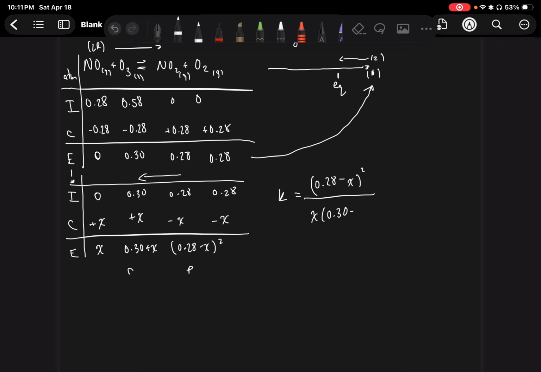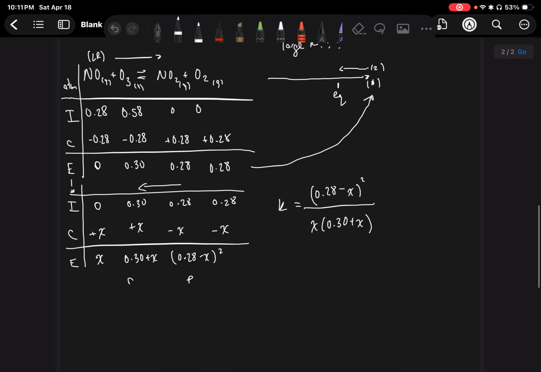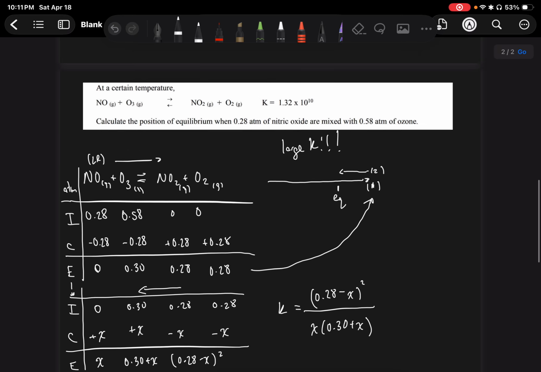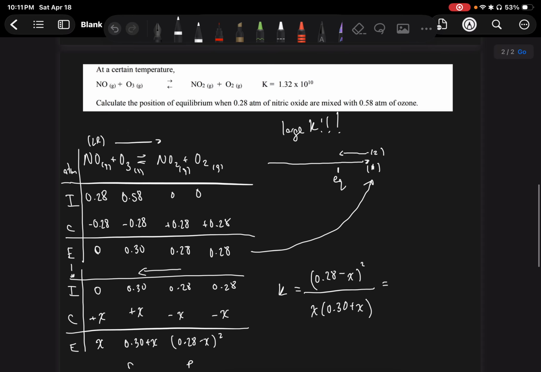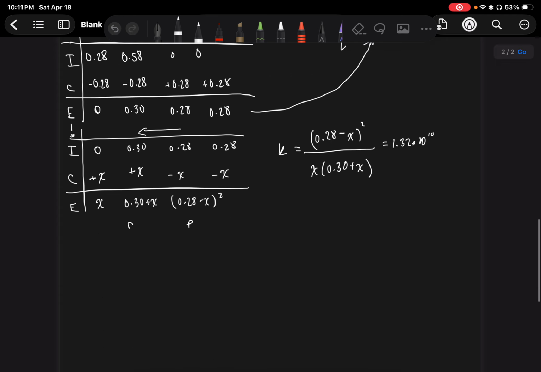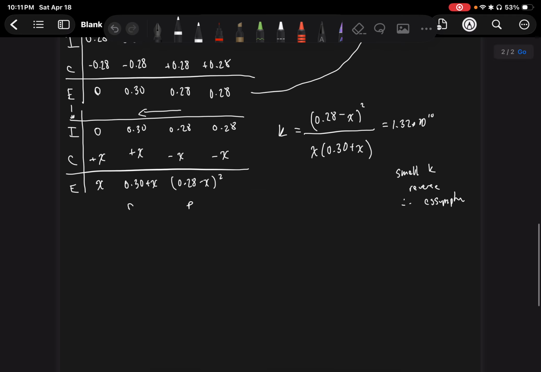I think yesterday I made a statement about how it won't work because K is small and we can't make the assumption. Well, it turns out we can, because we know that the reaction is occurring in reverse. So that means small K reverse, therefore assumptions. 0.28 squared over x times 0.30 is equal to 1.32 times 10 to the 10.